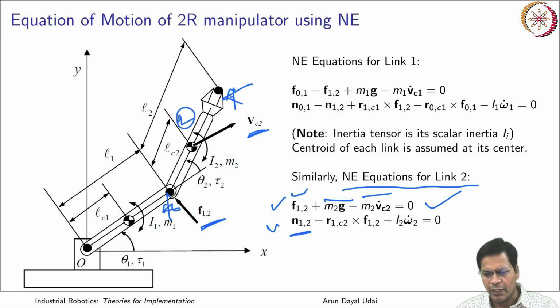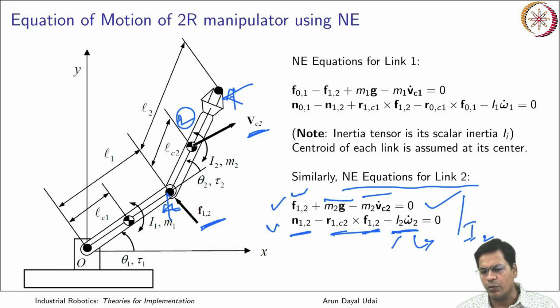This is your second link, and this is the moment generated because of the force balance. So that is what you are getting. So this is moment because of force, so that comes here, and you have inertia moment due to the inertia. Because this has an angular acceleration of omega 2 dot, the inertia of the second link is I2, so that comes here.